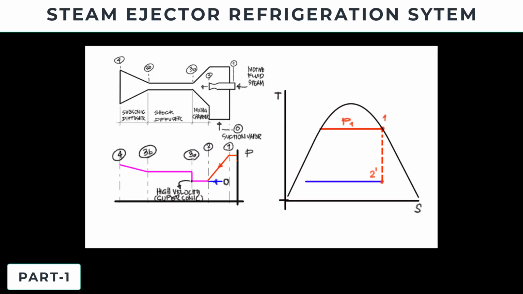Now the mixing takes place at point 2. So the quality of the mixture will increase na to 0.38. Now this will be my point 3A.